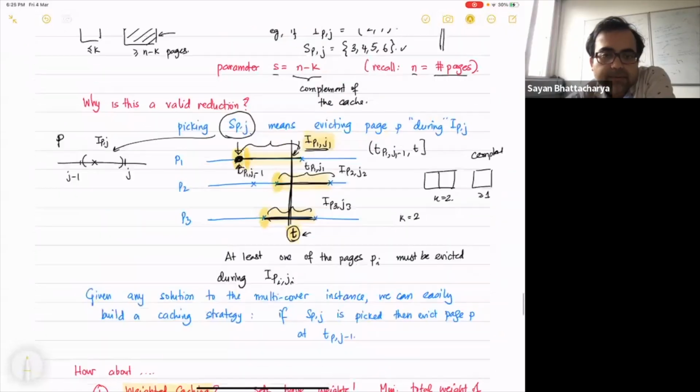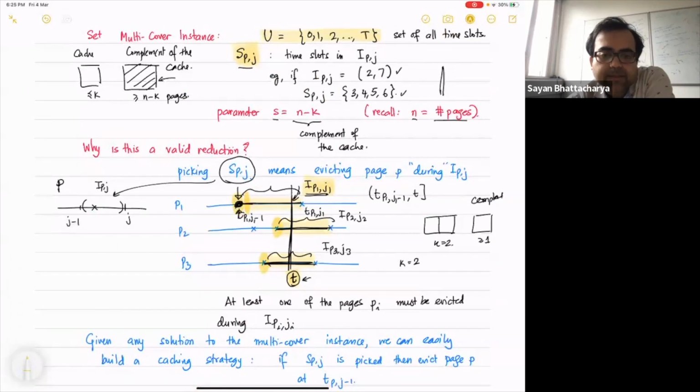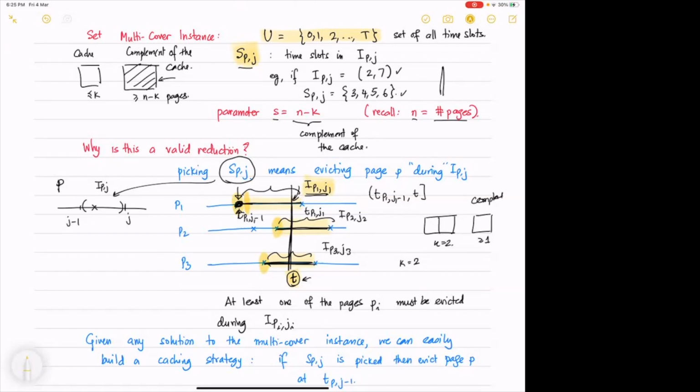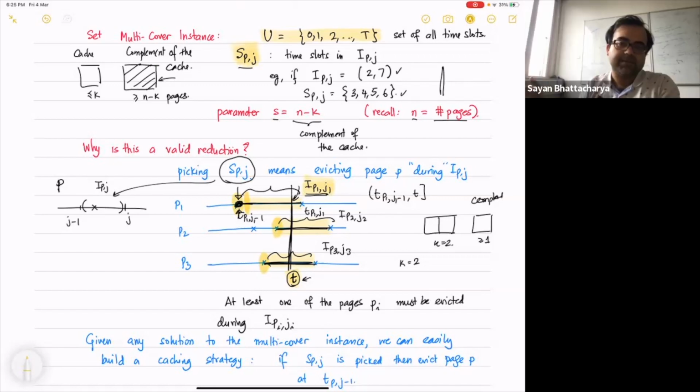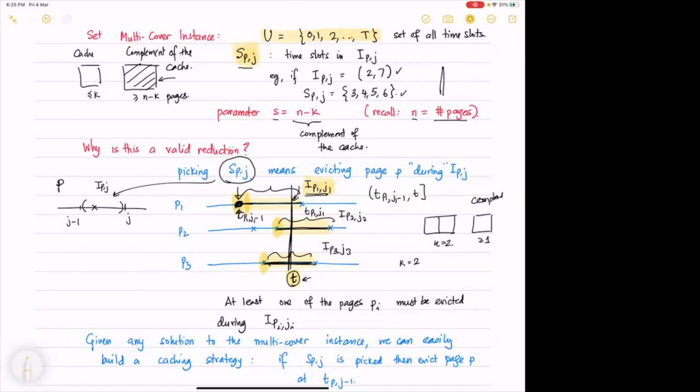Amit, one quick question. This reduction, does this work in, let's say, a bi-criteria approximation setting where you are allowed to keep more than, let's say, 1 plus epsilon times k many pages in your cache? Right. Because this n minus k thing is a bit messed up, right? I mean, no. So no. So this also works for h comma k caching.